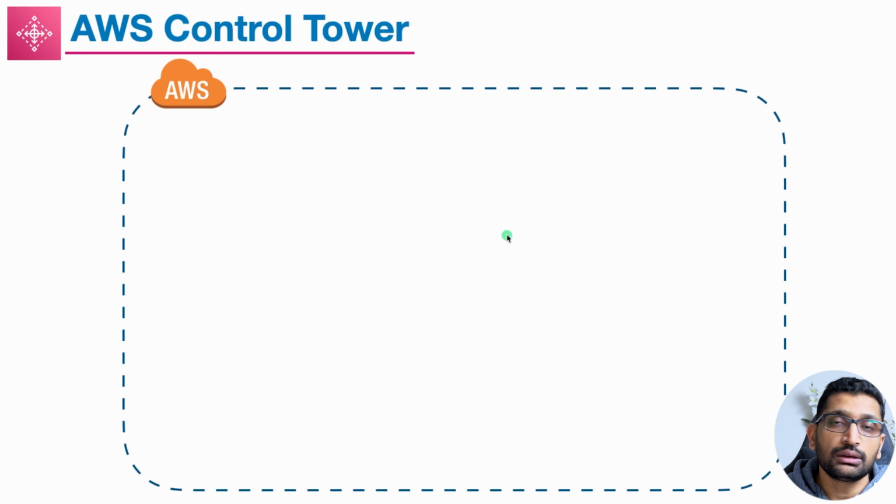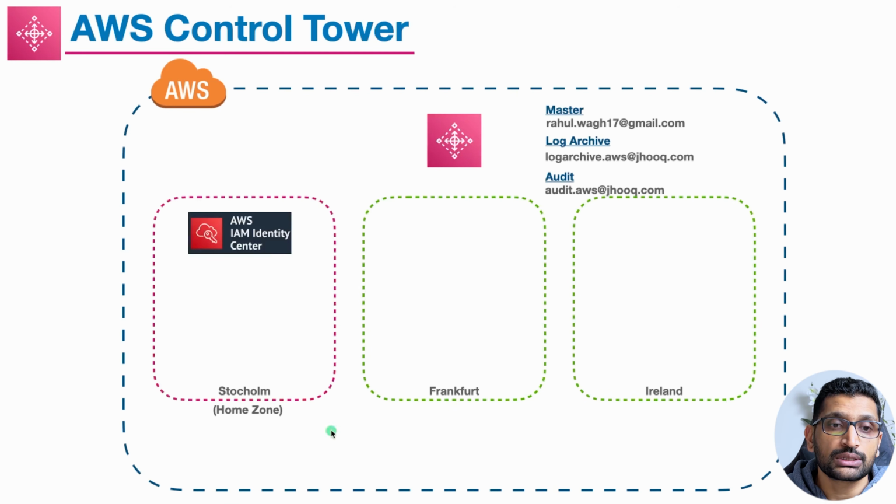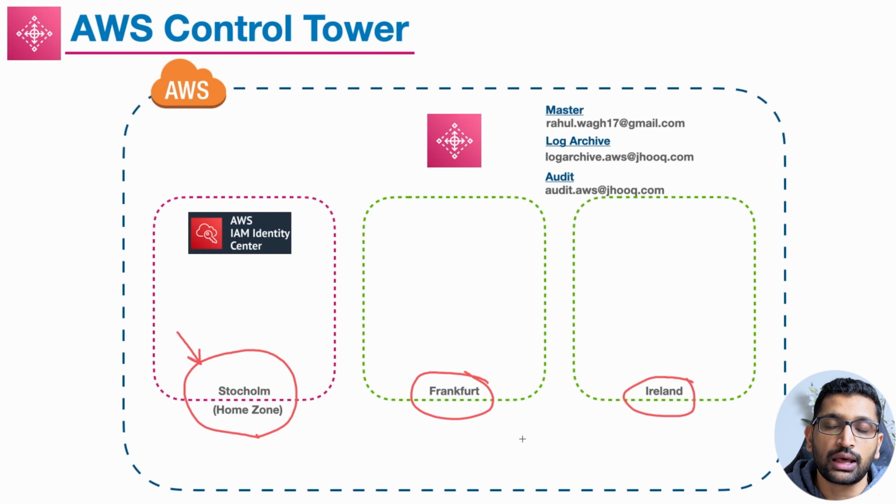So we started the Control Tower setup in our AWS account, and in this AWS account we have started with the 3 regions. Here you can see this is our Stockholm, which is going to be our home region, and apart from that we have selected Frankfurt and Ireland as our regions, which are controlled through this particular Control Tower.